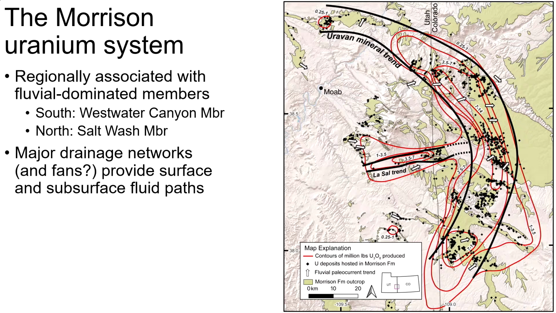And we can see that there's potentially an interpretation to be made that there's some sort of drainage network here that's supplying potentially fluid pathways and other physical settings for uranium deposition in the subsurface following the formation of these sandstones.